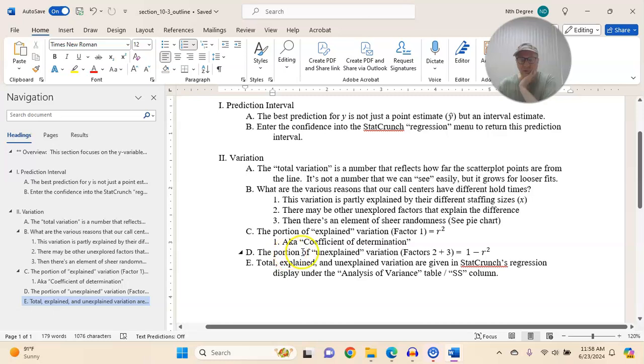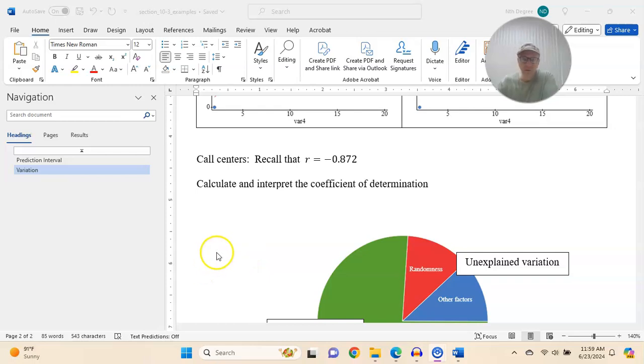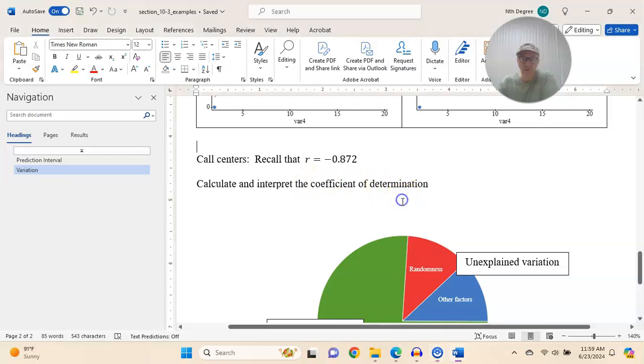Of course, the portion of the unexplained variation will be the rest of the pie. So that will just be 100% minus that other number, 1 minus r squared. So on our examples handout, the next question here is to calculate and interpret the coefficient of determination.